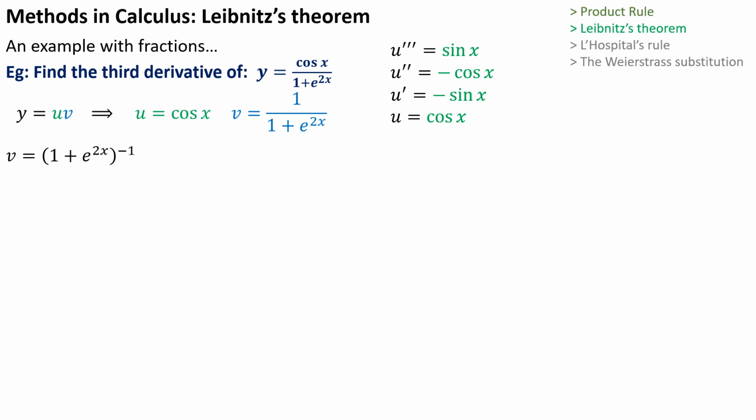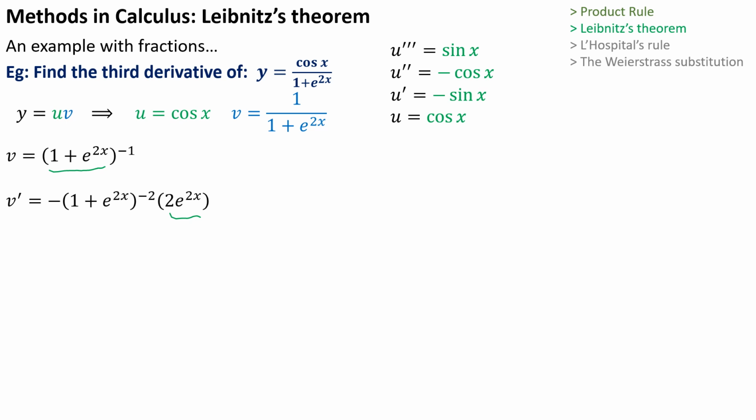This is going to be chain rule, so we need to think: bring the power down in front, reduce the power by 1, but then also multiply by the derivative of what's inside. So 1 plus e to the 2x differentiates to give 2e to the 2x, and once we've got that, we can find the second derivative.